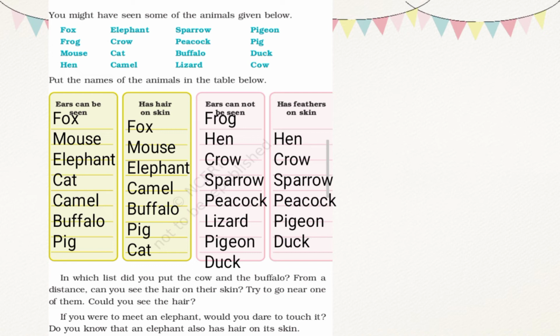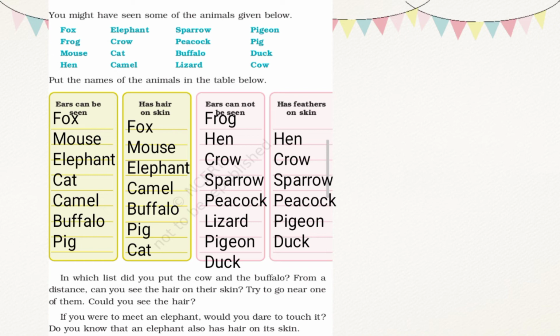Ears can be seen, has hair on the skin. Ears cannot be seen, has feathers on the skin. So ears can be seen. So let us list out the animals whose ears you can see. Fox, mouse, elephant, cat, camel, buffalo and pig. All these animals' ears can be seen and they have hairs on their skin.